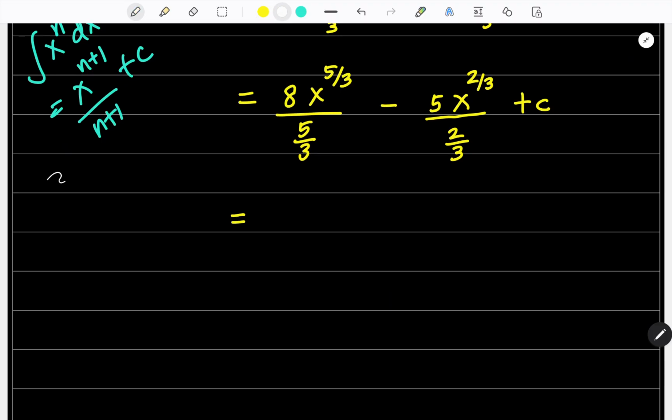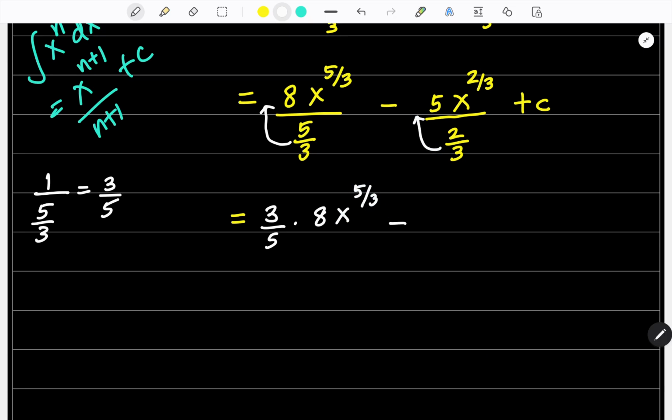What do you mean by flip? Suppose you have 1 by 5 over 3. This is nothing but 3 over 5. The same thing, I'm flipping this to the top. So 3 over 5 times 8x to the power of 5 by 3, minus, this is going to flip here, 3 over 2 and then 5 x to the power of 2 by 3 plus integrating constant C.